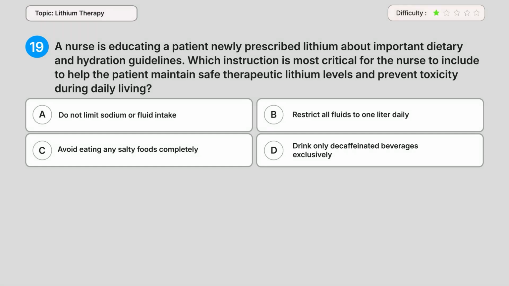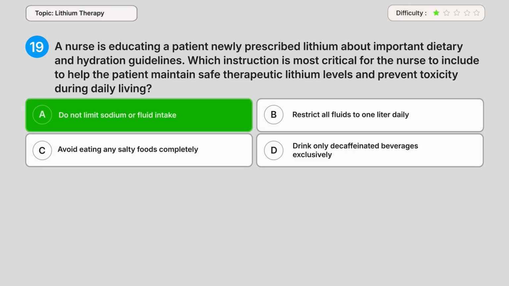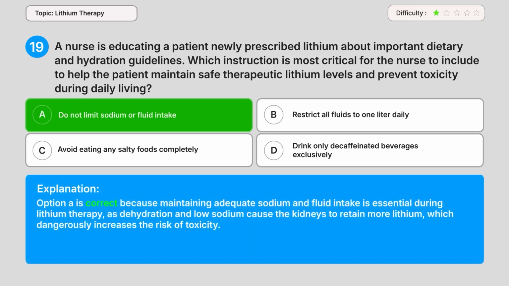Correct answer, A. Do not limit sodium or fluid intake. Explanation. Option A is correct because maintaining adequate sodium and fluid intake is essential during lithium therapy, as dehydration and low sodium cause the kidneys to retain more lithium, which dangerously increases the risk of toxicity.